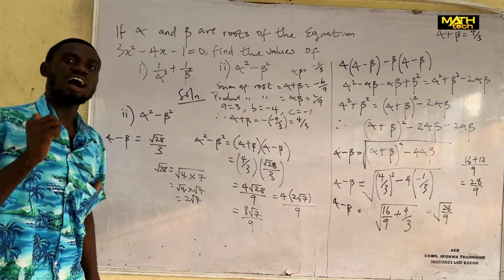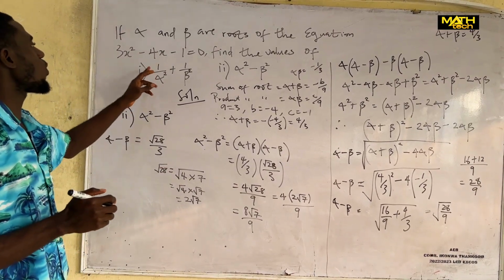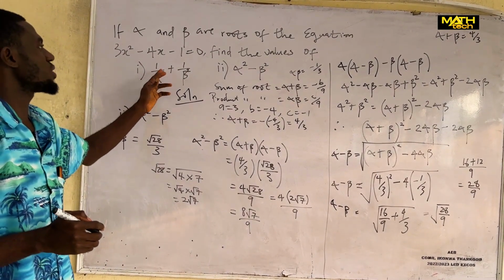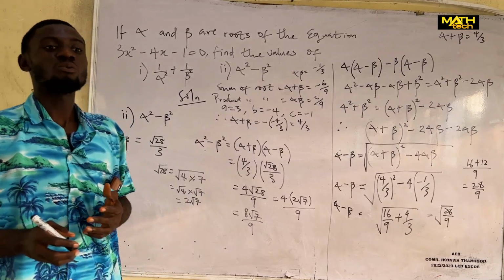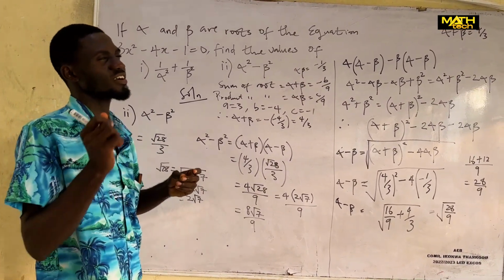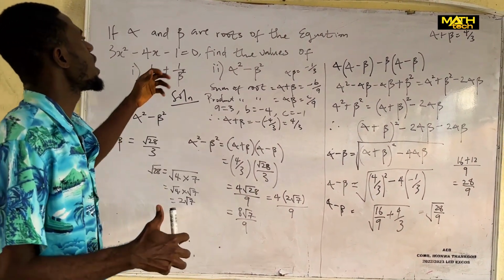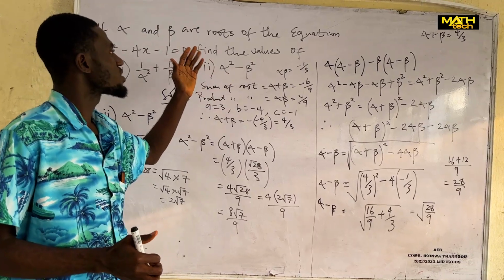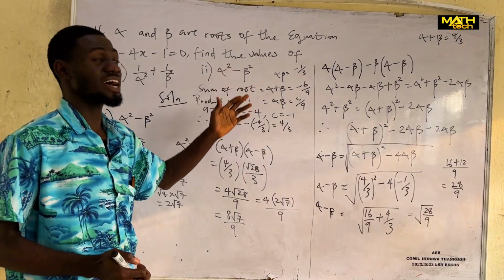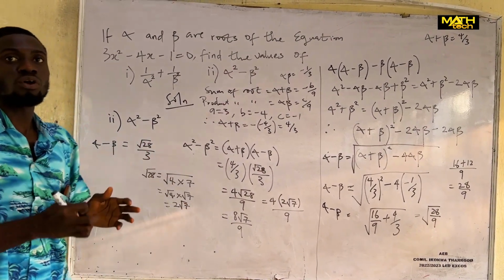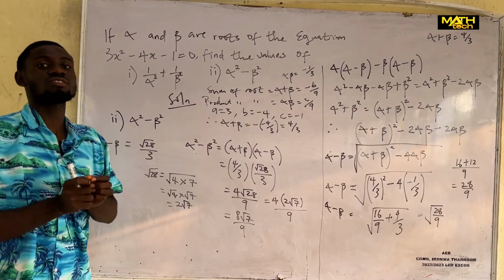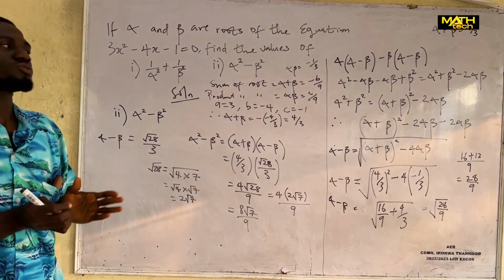Don't forget, in our last problem solving video, we solved for 1 over alpha square plus 1 over beta square, and we got the result there. I can't really remember what we got there. And now in this video, we are solving for alpha square minus beta square. We broke everything down to the simplest of knowledge so that you can understand.